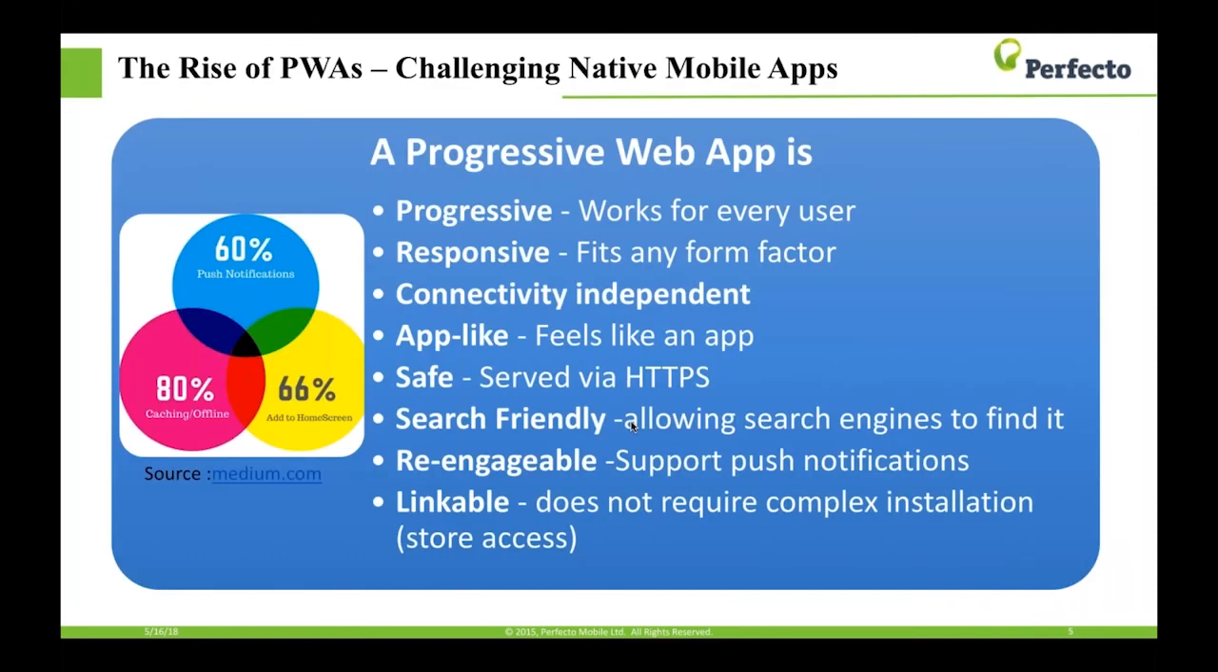So why are people adopting progressive web applications, which, as the slide mentioned, are challenging the existing native mobile apps? Progressive web, from one end, is progressive. It works for every user, but that is common also for responsive. But in addition, it also is connectivity independent. If you look at the visual on the left-hand side, 80% of survey responders on the medium.com survey responded that the offline capability of progressive is one of the top features that they look for, and that's one of the reasons they would adopt progressive.